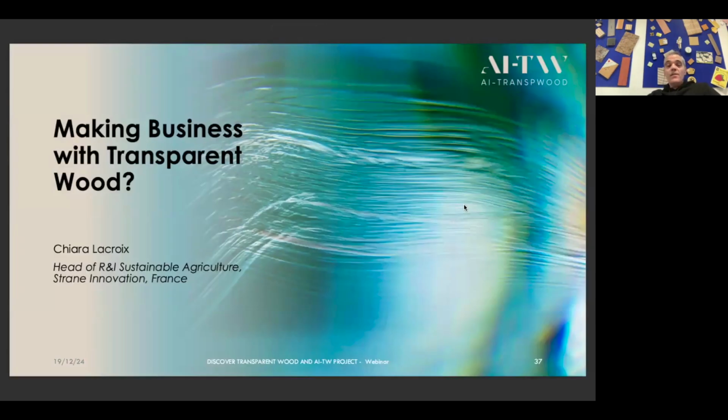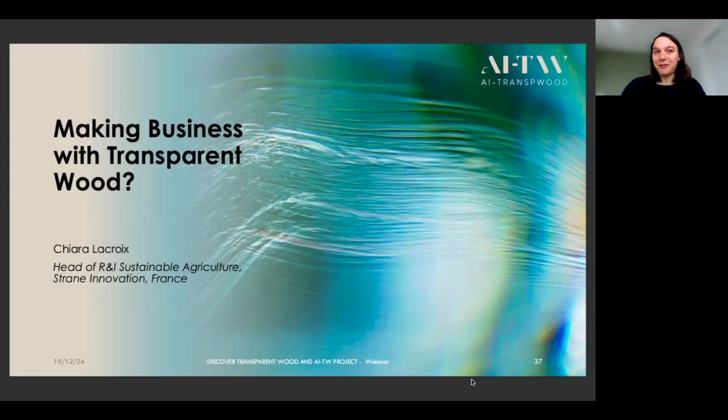So Chiara Lacroix from STRANE Innovation will show us how it's possible to exploit new materials, including transparent wood. Chiara, the virtual desk is yours. Thank you. So good morning, everyone. And first, thank you for sharing your ideas of applications, even though we cannot see them right now. But keep your ideas in mind, and let's dive into this interesting theme.